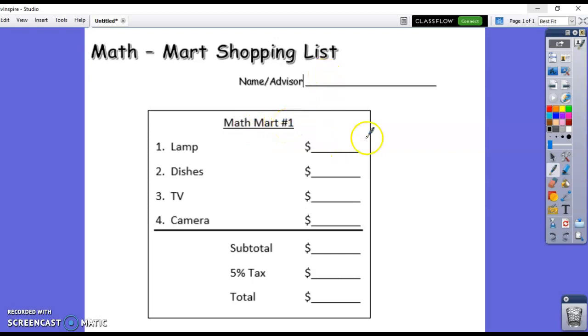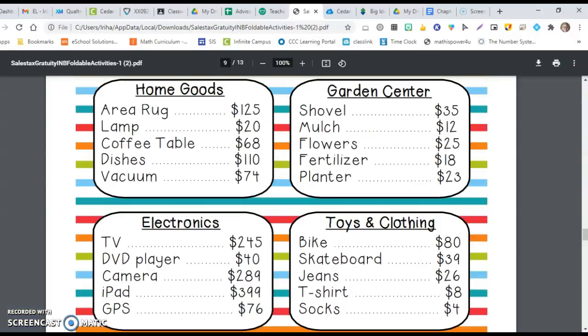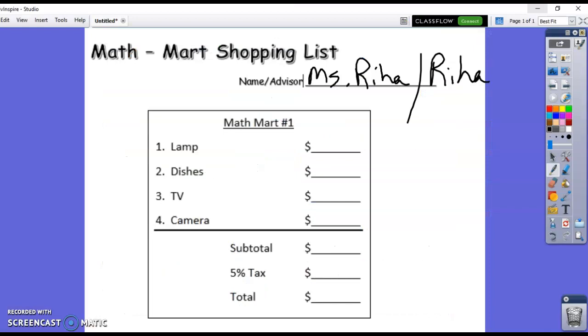Oh, and don't forget to put your name at the top and then put your advisor after it, like I did there, kind of like a slash and then your advisor. So if I look at my shopping list, number 1 is lamp. So if I go over here, lamp is under home goods. Lamp is $20. So I'm going to go ahead and write $20 here.